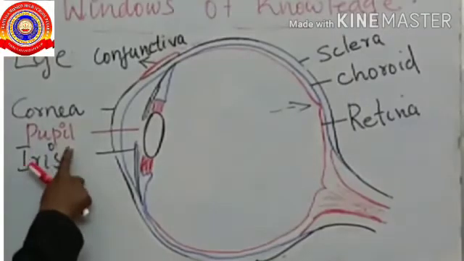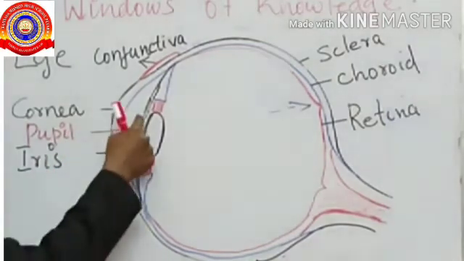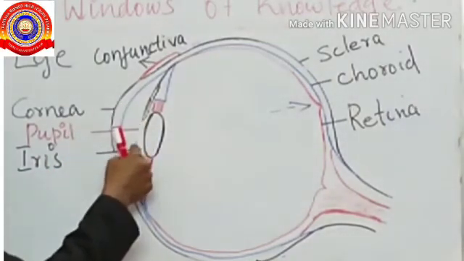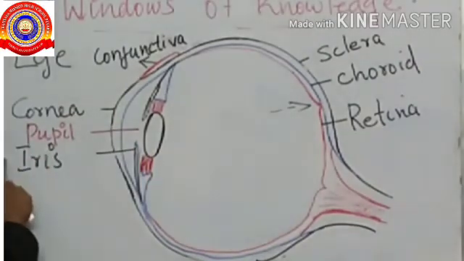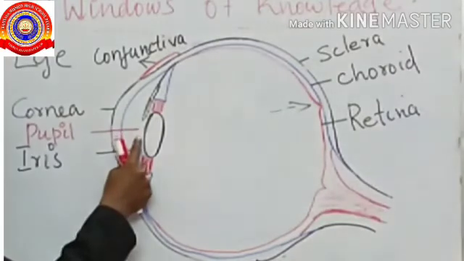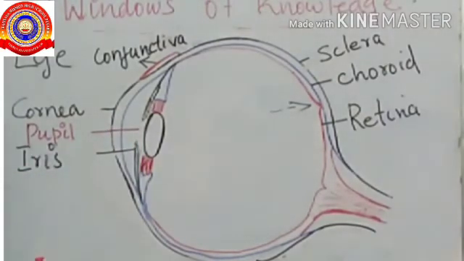Our next topic is the pupil. Pupil means it is the aperture which is seen in the center of the iris. When the light rays fall on the aperture, the size of the pupil increases and decreases.